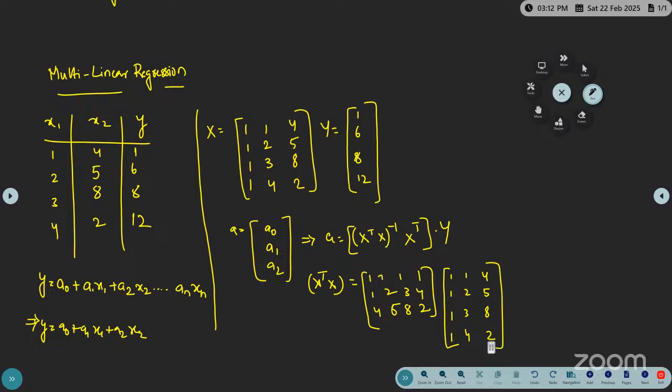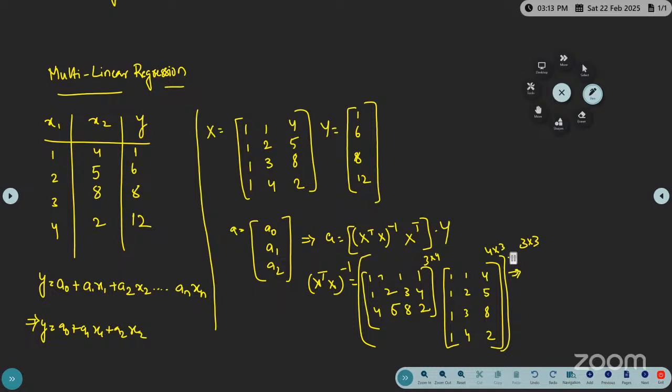So you can see this is 3 by 4 and this is 4 by 3. This will lead to a 3 by 3 matrix. And after getting this, you need to do inverse. Once you perform inverse also, you will be getting a 3 by 3 matrix. Once you get the 3 by 3 matrix, you multiply that with x transpose, and then you will be multiplying that with this one value.